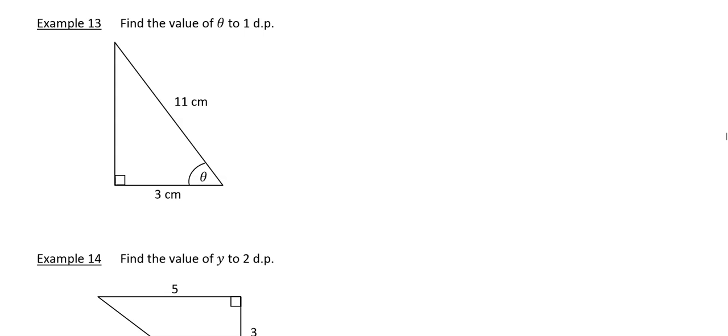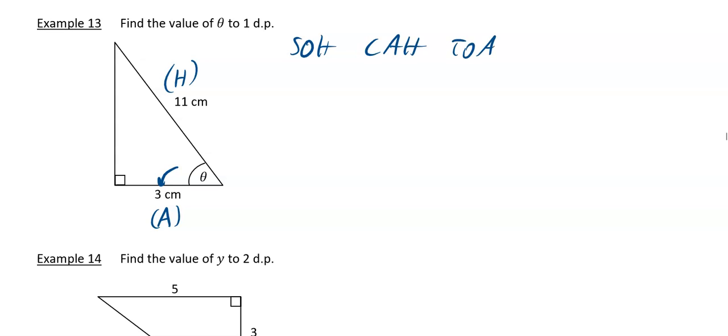Okay, same idea in the next example. All we're going to do is label our triangle. This 11 is clearly the hypotenuse. This is beside, so this is the adjacent. So again, write down your formula, write down your memory tool, I should say.